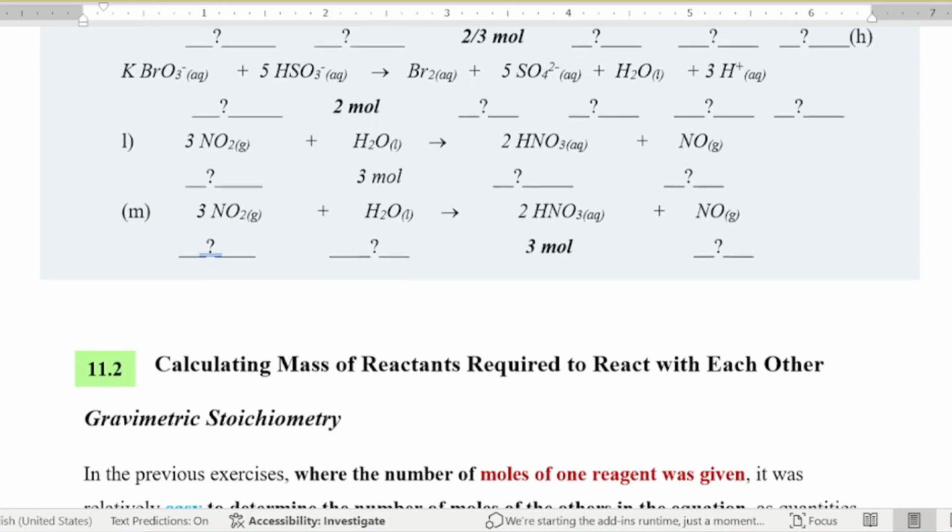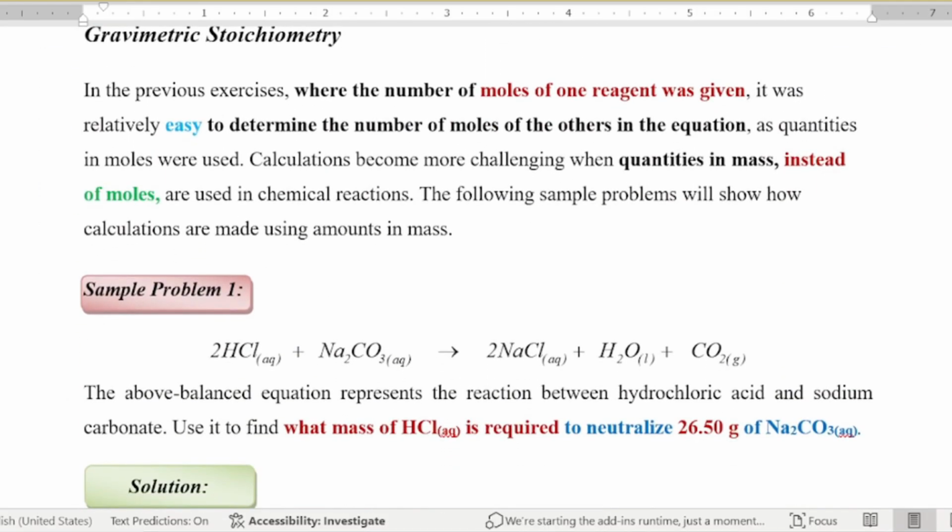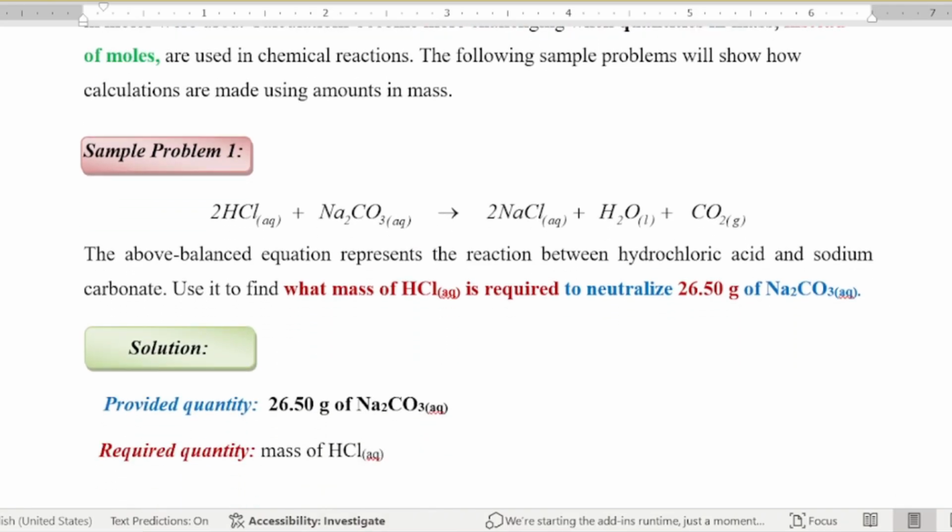Now we'll do a real problem. The gravimetric stoichiometry. So what are we saying? In the previous exercise, a number of moles of one reagent was given. It was relatively easy to determine the number of moles of all the others in the equation. We've seen that just now. Just give some practice like that, right? So let's go back to the same reaction here now. And let us say now they didn't give you one of these in moles, but they give you in mass.